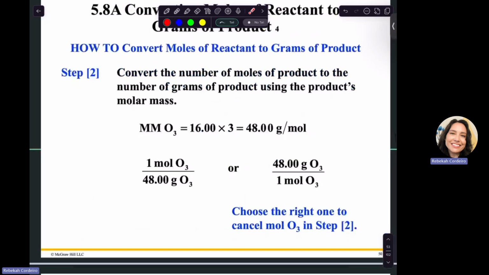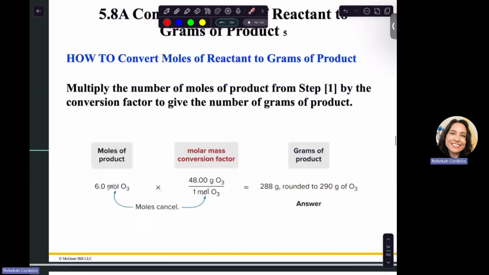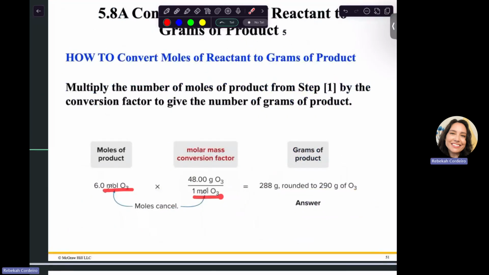So for molar mass, 3 O's is going to be 48 grams per mole. And so we can write either fraction like this. And then we would say, well, if we have moles of O3, we'd want to use the moles on the bottom and the grams on the top. So that would be your answer.